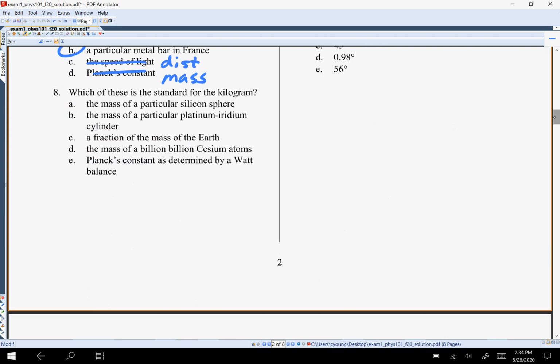Which of these is a standard for the kilogram? A silicon sphere was going to be a standard, but it was not used. The mass of the cylinder used to be the standard. It's not the fraction of the mass of the Earth. It's not the billion cesium atoms. It's Planck's constant as determined by a Watt balance.